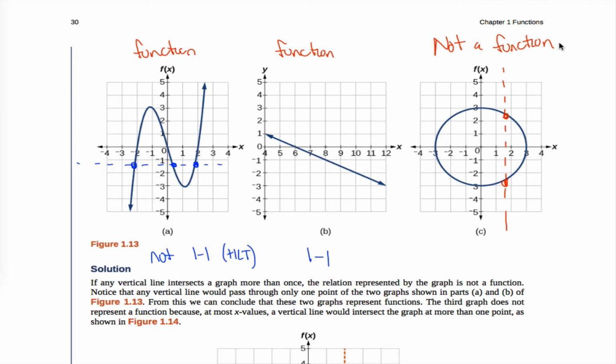This function, however, the function given in part B, does pass the horizontal line test. Any horizontal line you draw would pass through this function in exactly one spot, so this one is one-to-one.